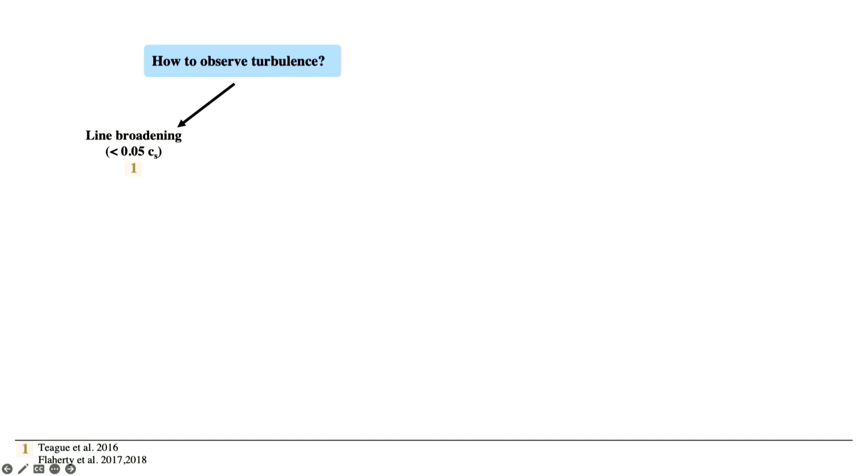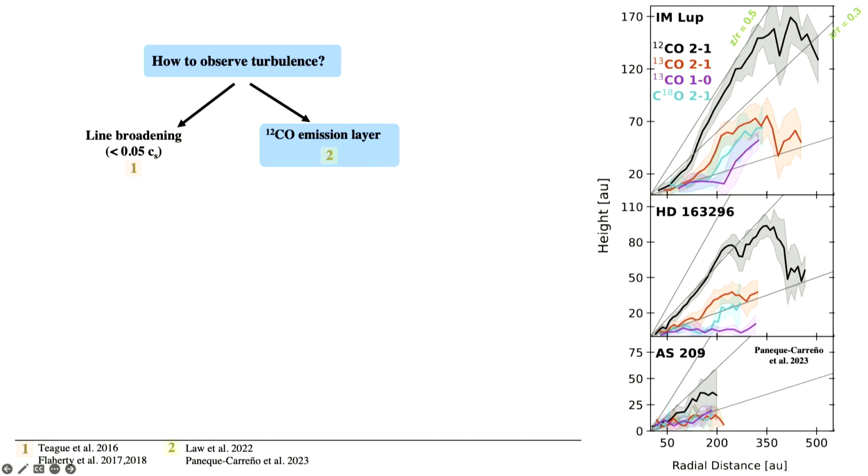Okay, let me come now to the part where we want to observe this turbulence. In the last 10 years, people tried to observe the line broadening, and they mostly found very, very small turbulent velocities, which was a bit of a surprise for us. But then when these new ALMA observations came, where they look at the 12CO emission layer, you probably understand why this line broadening is so small.